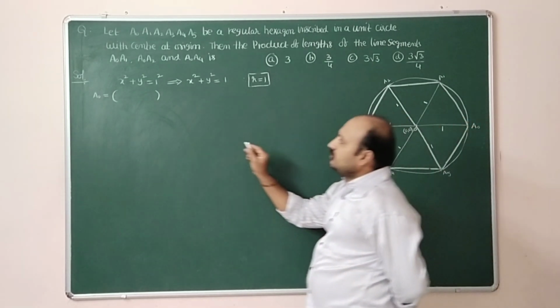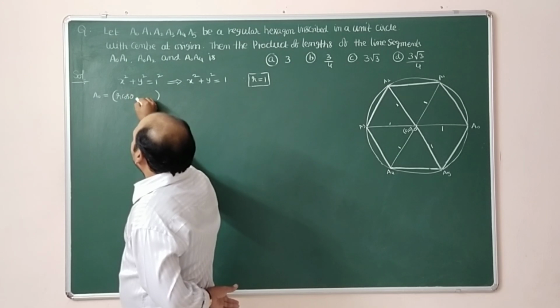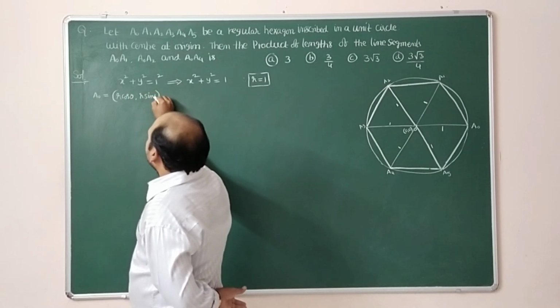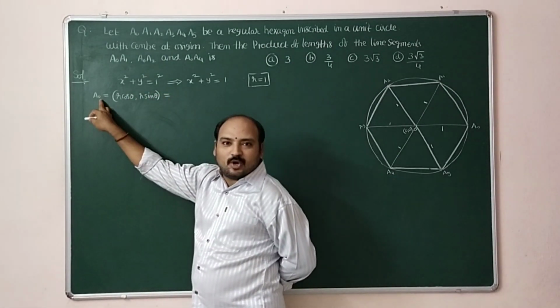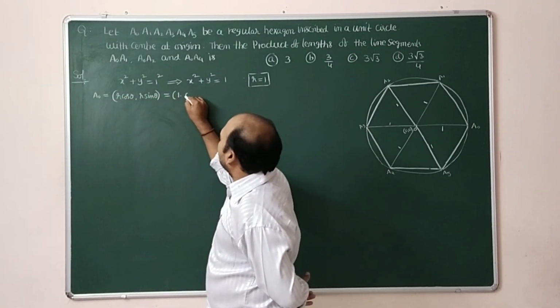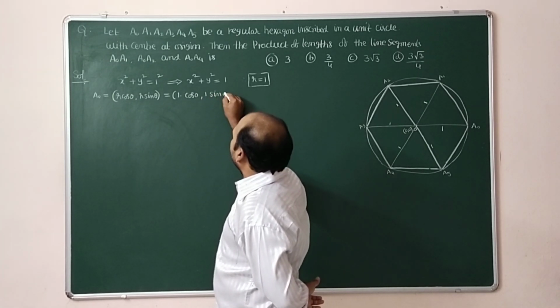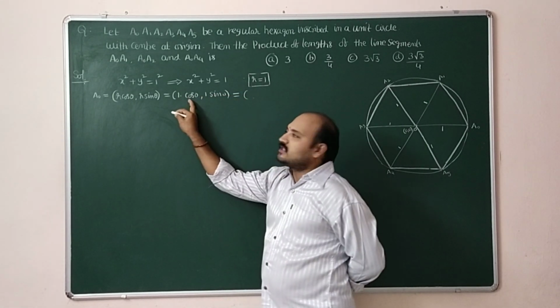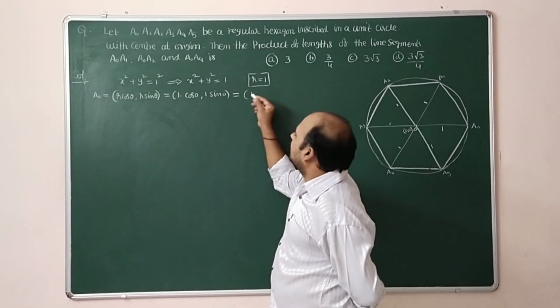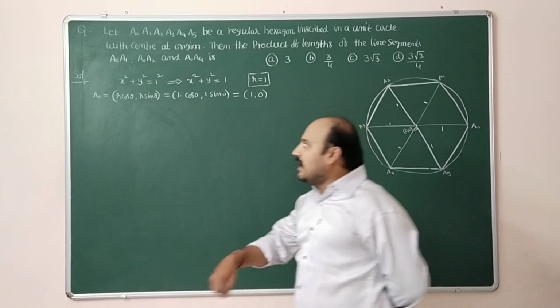A0 coordinates are (r cos theta, r sin theta). But for the first point theta is equal to 0, no? So radius is, we know, 1. So 1 into cos 0, comma, 1 into sin 0. Cos 0 value is 1, 1 into 1. Sin 0 is 0, 1 into 0 is 0. So A0 coordinates we got it: (1, 0).